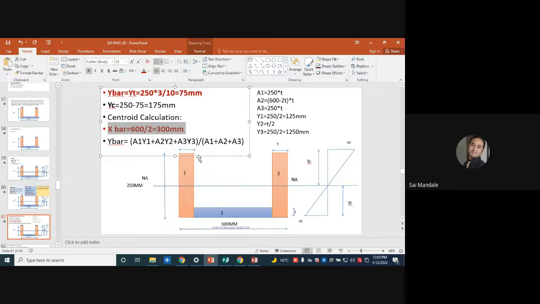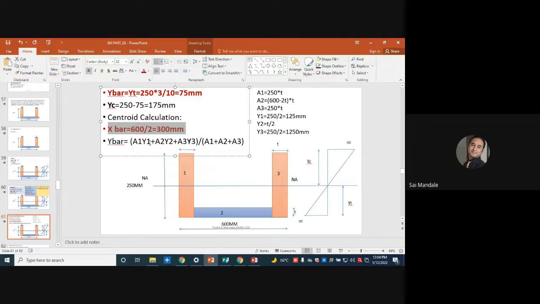Now I know the value of y bar. But if I didn't know the value of y bar, in the case of an unsymmetric section, I would have to apply the formula: a1 y1 plus a2 y2 plus a3 y3, divided by a1 plus a2 plus a3. So right now my agenda is to identify the values of a1, a2, a3 and y1, y2, y3.